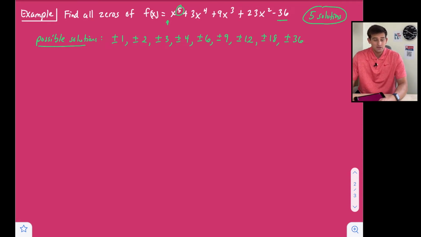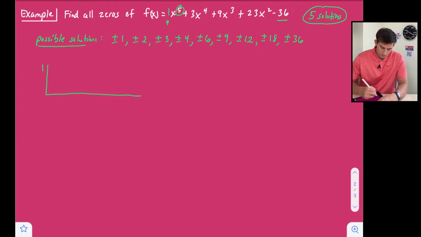And these are just the real solutions. We might also have some complex solutions as well. Let's start off just with 1. Remember, we said we can use the synthetic division process to help us figure out if a solution is an actual solution if we get a remainder of 0. So we're going to see if 1 is a solution. To do that, we're going to do our synthetic division process. And remember, this is for all of our coefficients. So 1, 3, 9, 23.